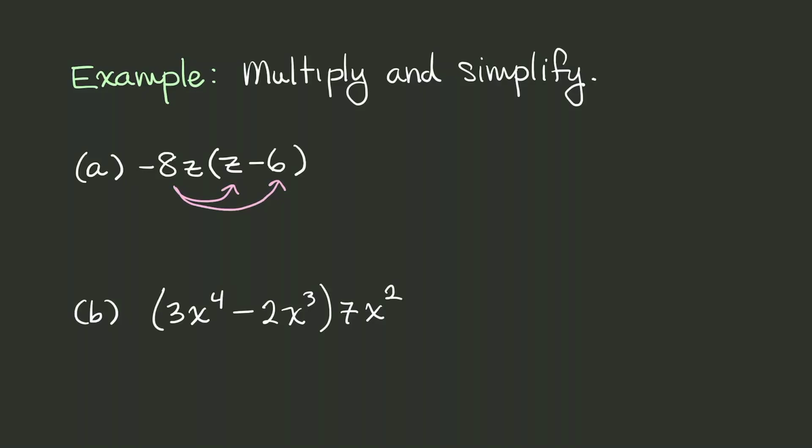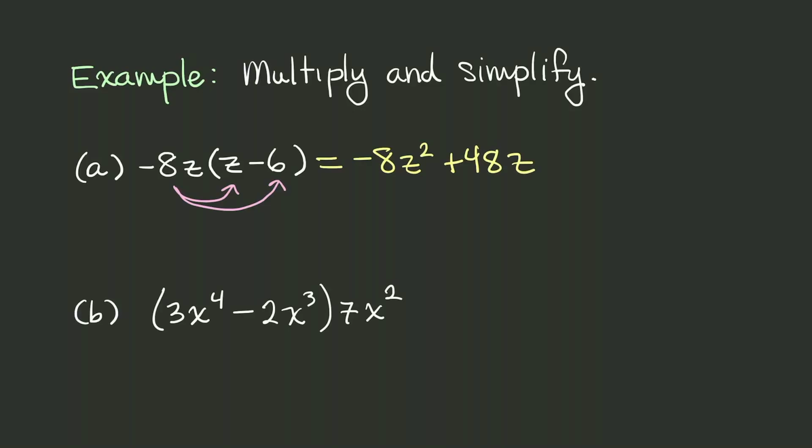Negative 8z multiplied by z will give us negative 8z times z, which is z squared. And then we have negative 8z multiplied by negative 6. Negative 8 times negative 6 is going to be positive 48, and then we're left with the z.